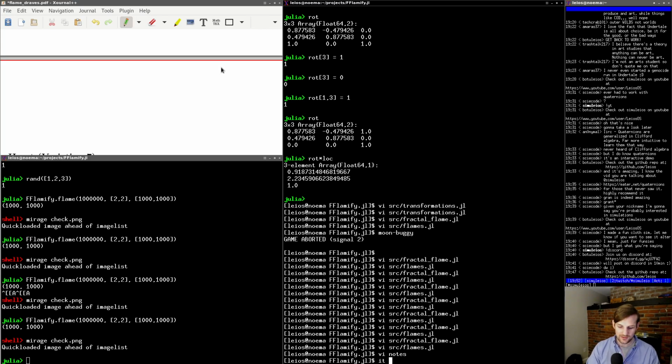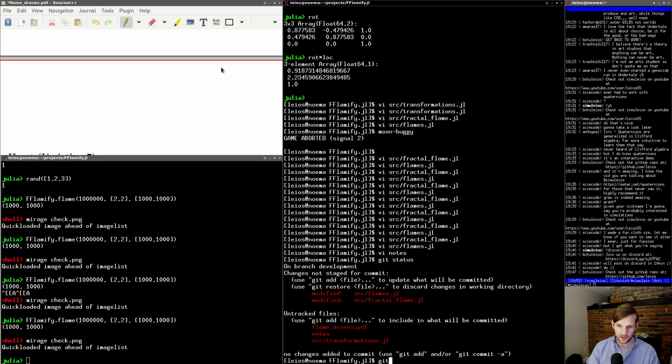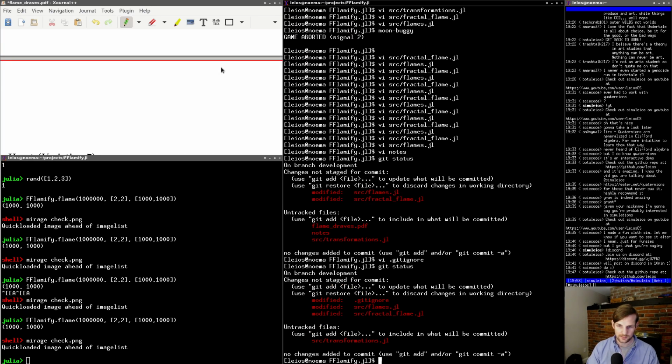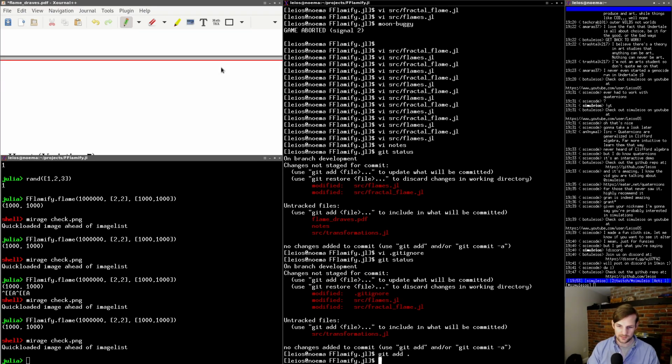Let me go ahead and do git status and add this to the flamify directory. Git status here. Git add, actually, let's do vi.git ignore, and let's add a few more things here. So g notes, and also star.pdf, git status, git add dot git. One second, vi.